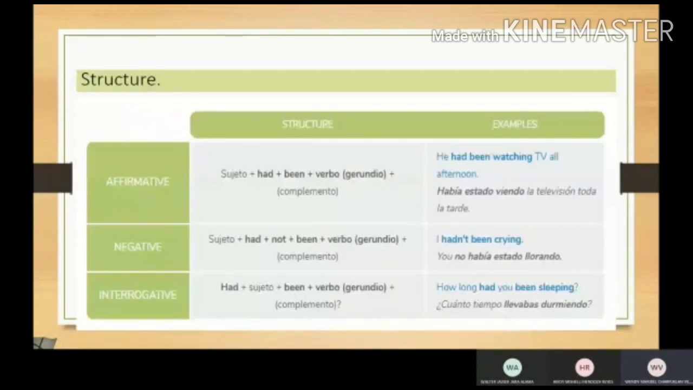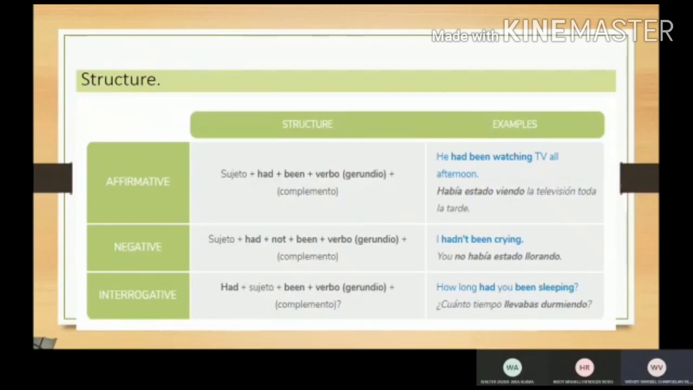The structure. Affirmative: subject plus had plus been plus verb ing plus complement. Example: he had been watching TV all day. Negative: subject plus had plus not plus been plus verb ing plus complement. I hadn't been crying. Interrogative: had plus subject plus been plus verb ing plus complement plus question mark. Example: how long had you been sleeping?